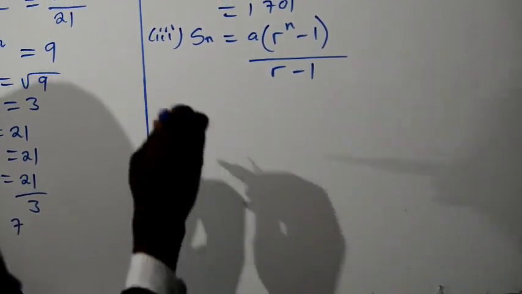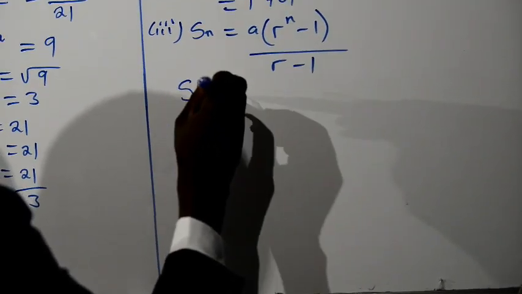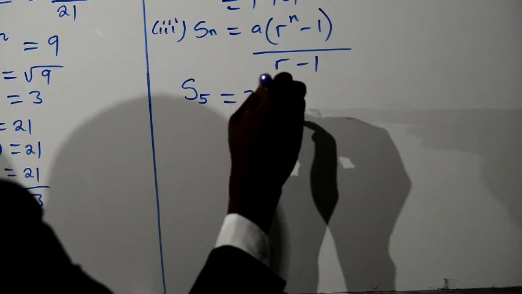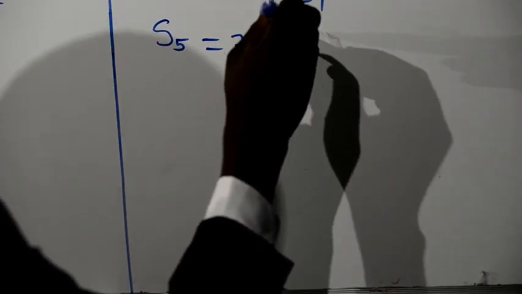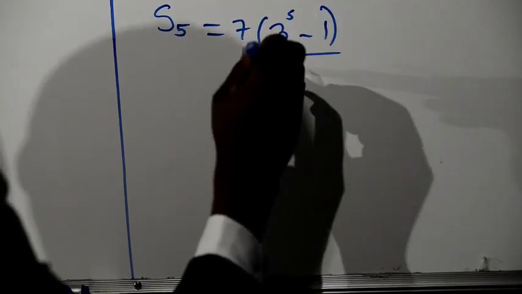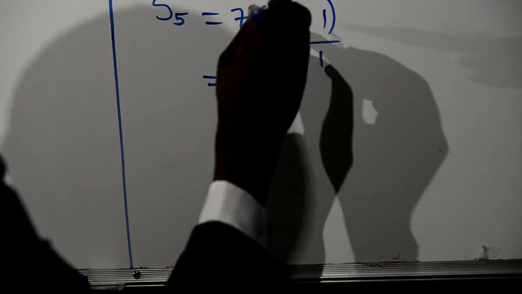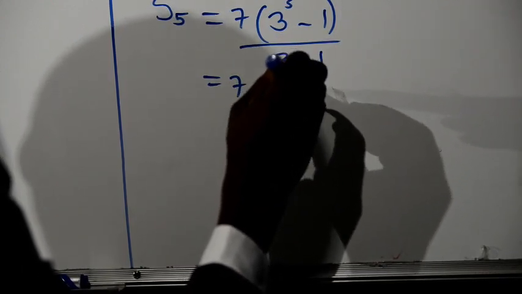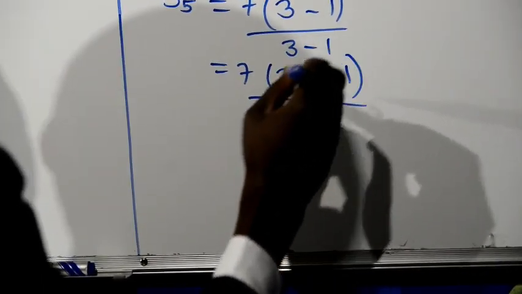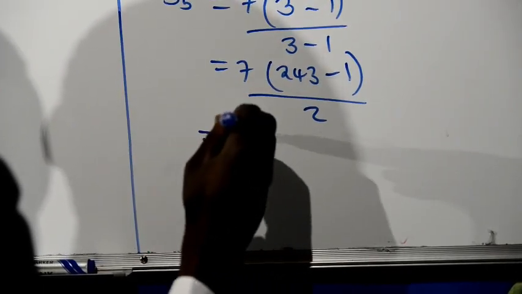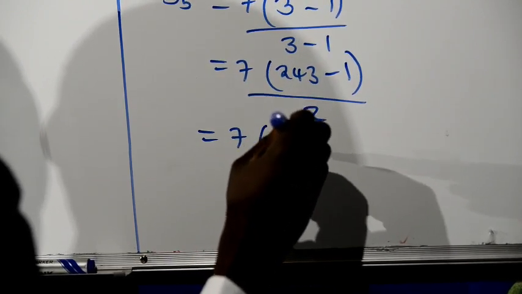So Sn, sum of how many terms? Our n will be 5. Sum of 5 terms will be, our A is 7, R, the common ratio we found, 3 to the power 5, then minus 1, close. Then our common ratio, which is 3 minus 1. So next, this is 7 multiplied by 3 to the power 5, that is 243, then minus 1, divided by 3 minus 1, that is 2. Next, that will be 7 multiplied by 243 minus 1, that is 242.